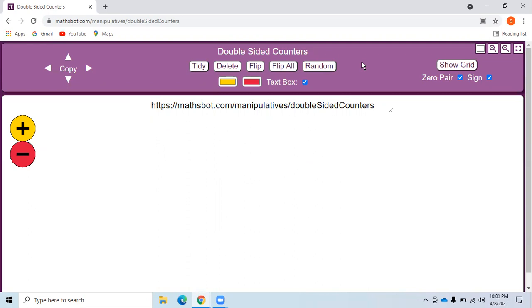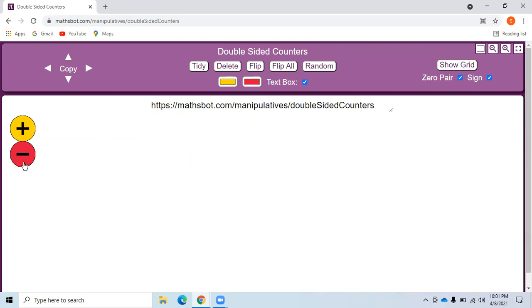What about 2 and -2? Well, now I have two positives and I have two negatives. I can line them up. I have two zeros. And again, they disappear.